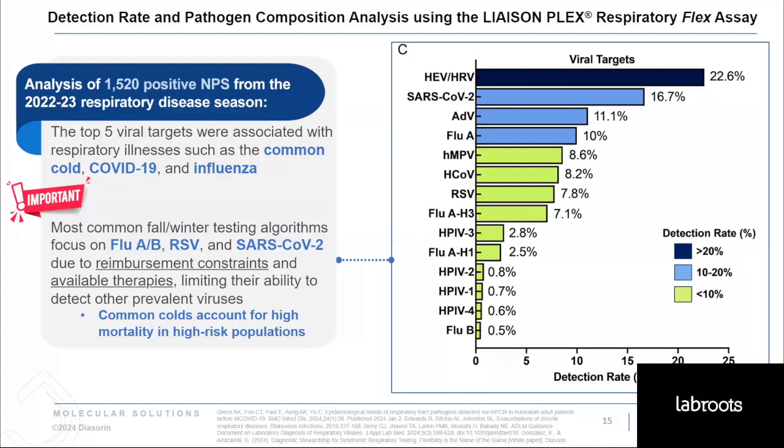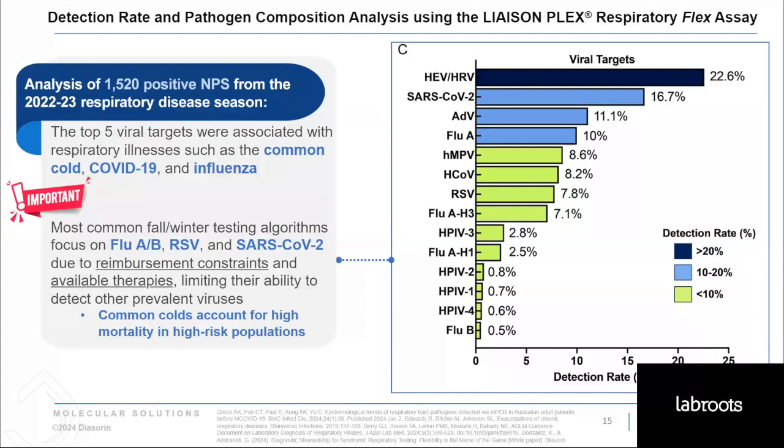And why is this potentially a problem? Well, some of these viruses like entero and rhino can lead to high morbidity and mortality rates in high-risk populations, which I believe Dr. Mostafa will also highlight in her presentation. In this scenario, identifying the top targets would have required multiple rounds of testing, which would have been expensive, time-consuming, and would have delayed diagnosis if targeted algorithms were used.